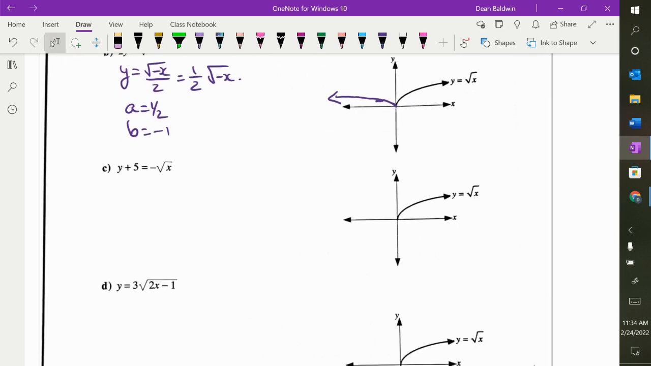All right, next one. Move the 5 over. So what have we done? What's the negative do? Is that an A or a B? A. Yeah, so A is negative 1, so it flips it over the x, and the 5 moves it 5 units down. So it looks like that.